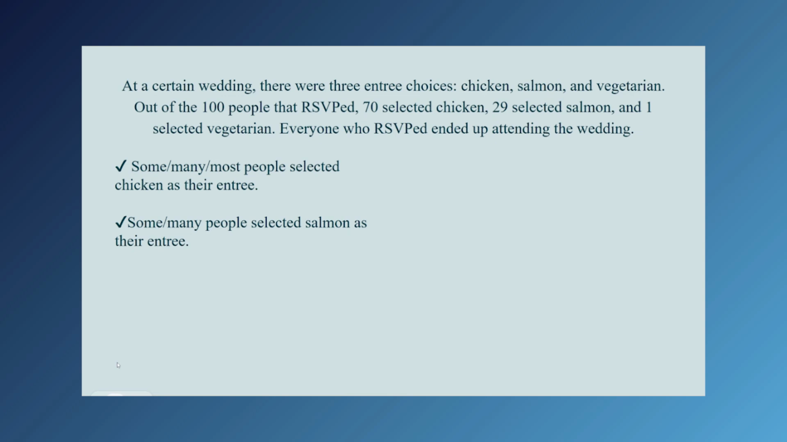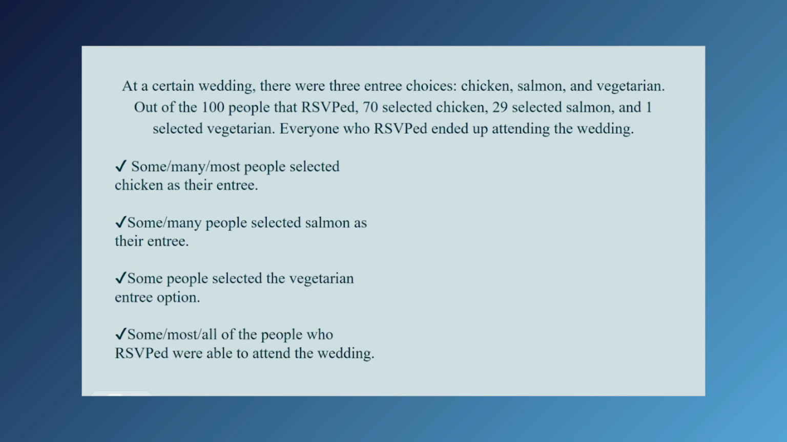An answer choice that said some people selected salmon or many people selected salmon as their entree would be fully supported. An answer choice that said some people selected the vegetarian entree option would also be fully supported. And an answer choice that said some of the people, most of the people, or all of the people who RSVP'd were able to attend the wedding would be supported, because some is at least one and possibly all. Most is more than 50%, 100% attended, and all is 100%, which is how many attended. So any of those would be fully supported.